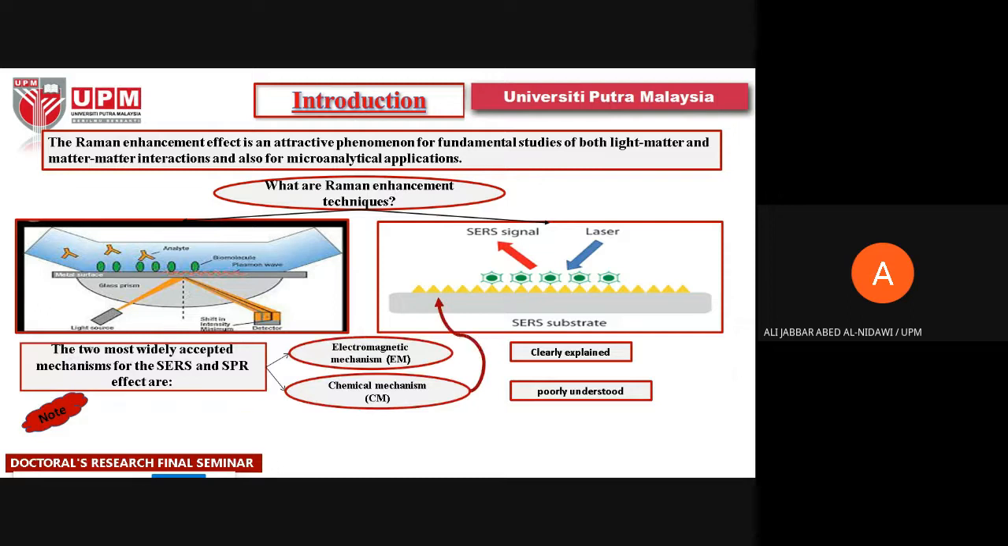There are two mechanisms in surface enhanced Raman spectroscopy and surface plasmon resonance. The first is the electromagnetic mechanism, the enhancement of the local electromagnetic field around the metallic structures, which is clearly explained by theoretical and experimental studies. The second is the chemical interaction between the adsorbate and the substrate, which is poorly understood because it is an effect of smaller magnitude than the electromagnetic effect, and it is usually covered up by the electromagnetic effect.